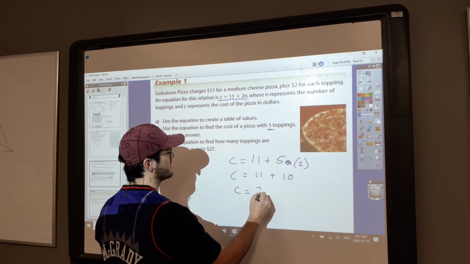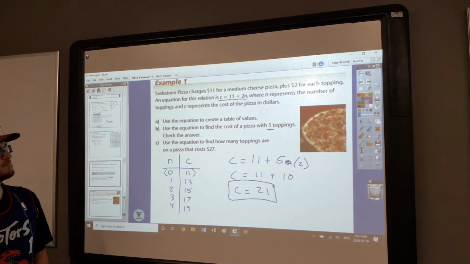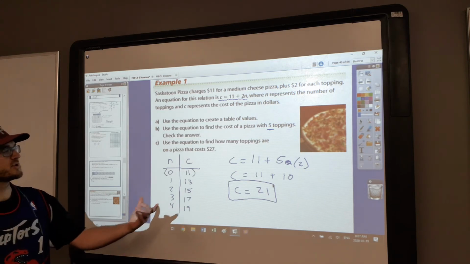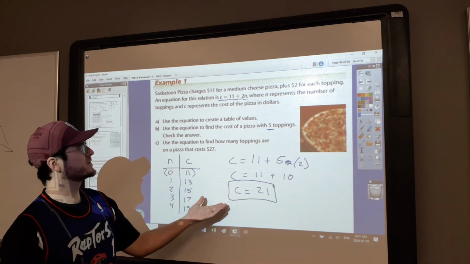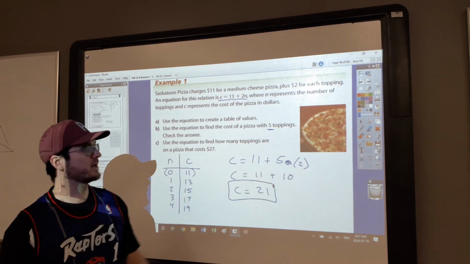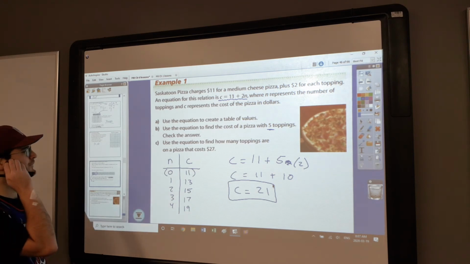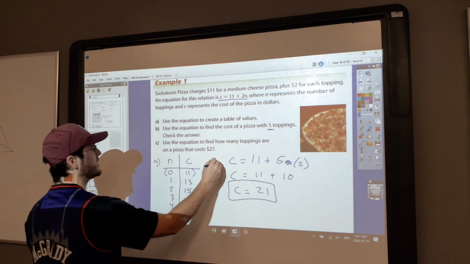So the cost is going to be $21 for a 5-topping pizza. Okay, check the answer, just make sure that your answer actually makes sense. You can kind of work backwards through it, but it's pretty straightforward to check that that's right here. Okay, $21. It would work in our table as well.